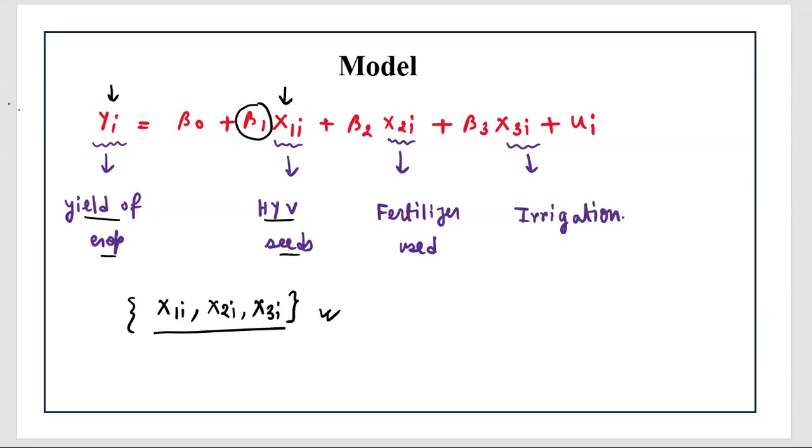But the problem here is that within beta 1, you will have a linear effect of all the rest of the two explanatory variables. If you want to find out the effect of x1i on yi, what will be the problem? The linear effect of x2i and x3i will be reflected in beta 1. So what you have to do is first eliminate the linear effect of all the rest of the explanatory variables so that you can find out the partial effect of one of the regressors on the dependent variable. So this is the concept.